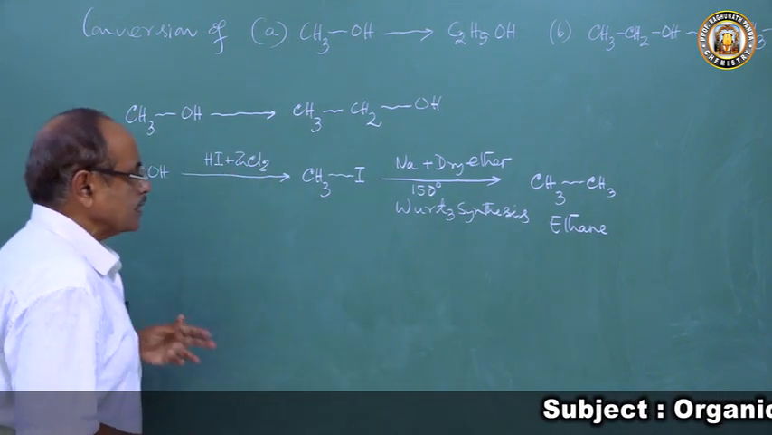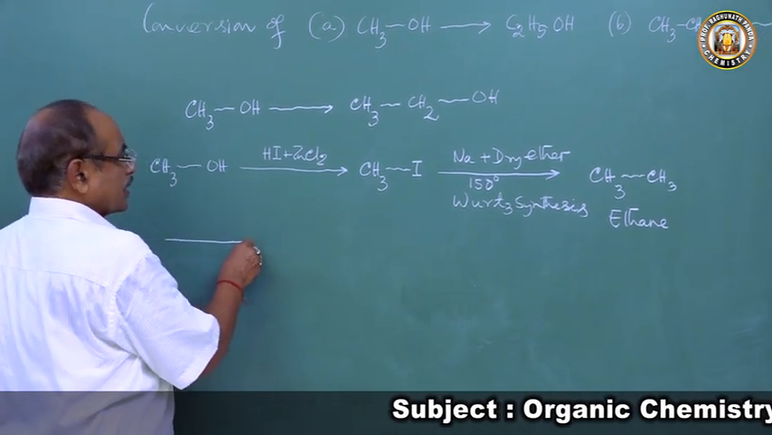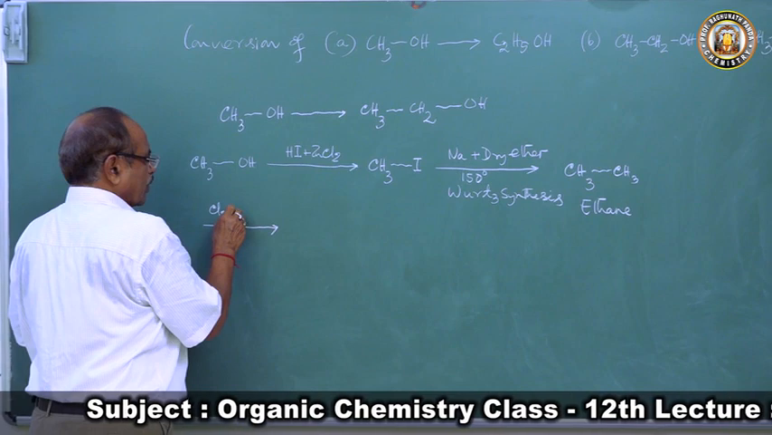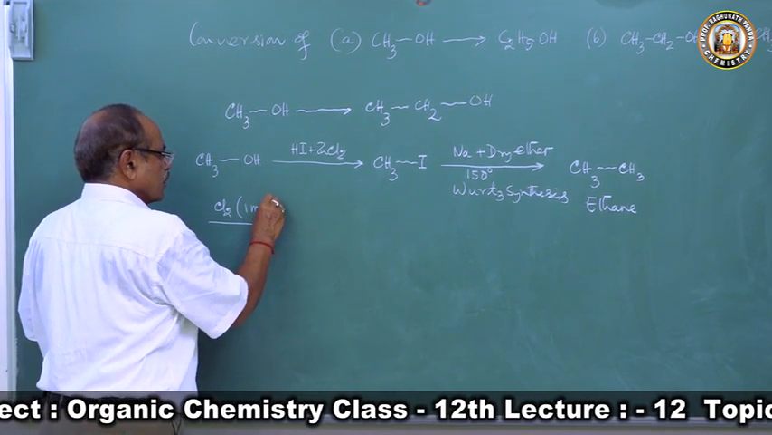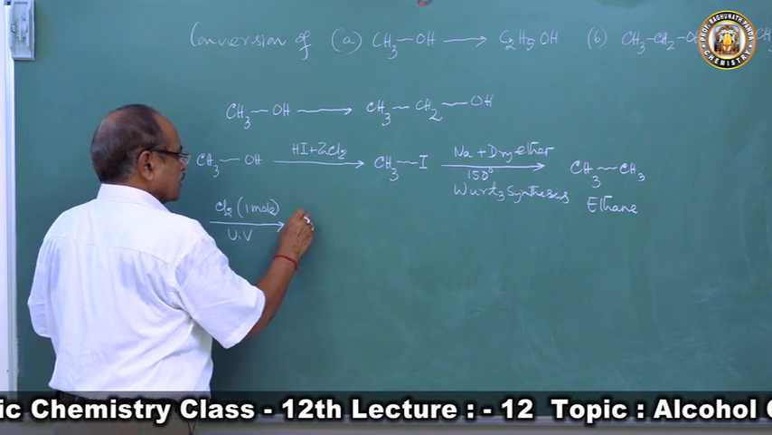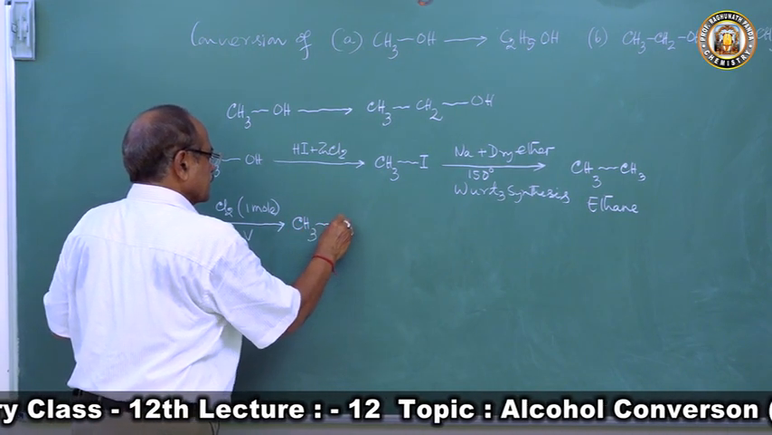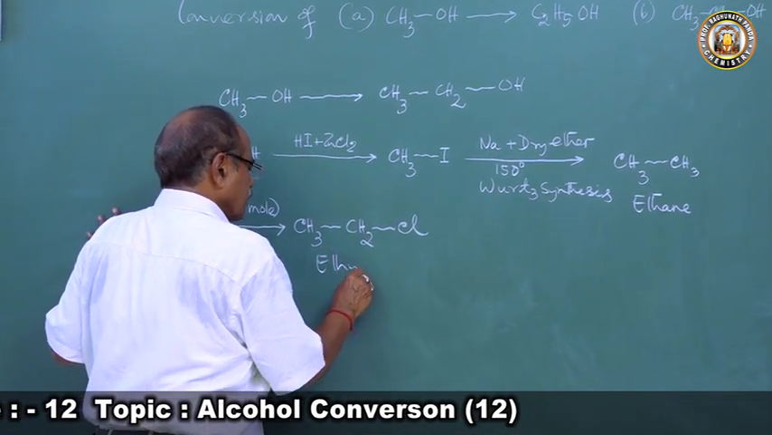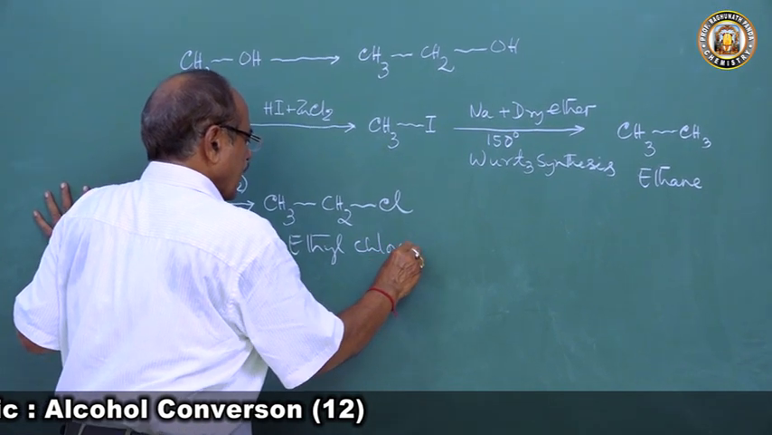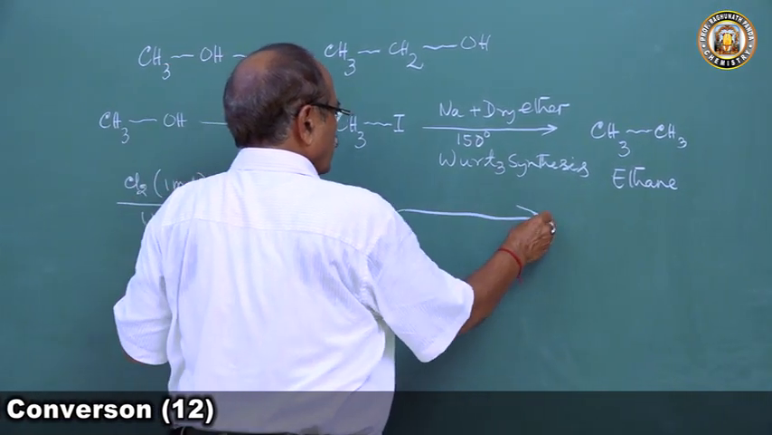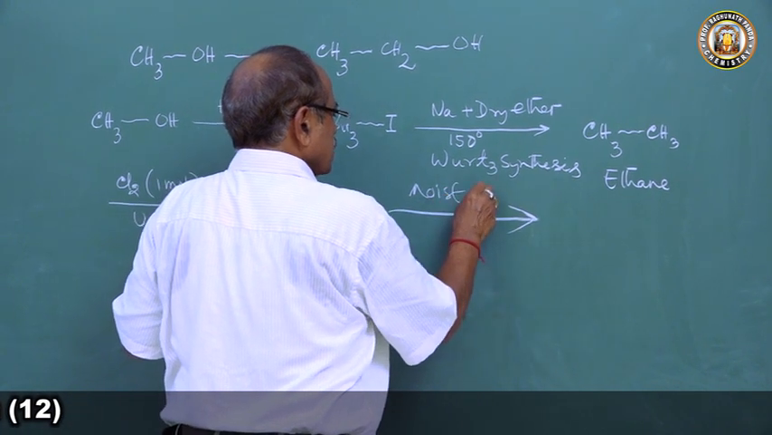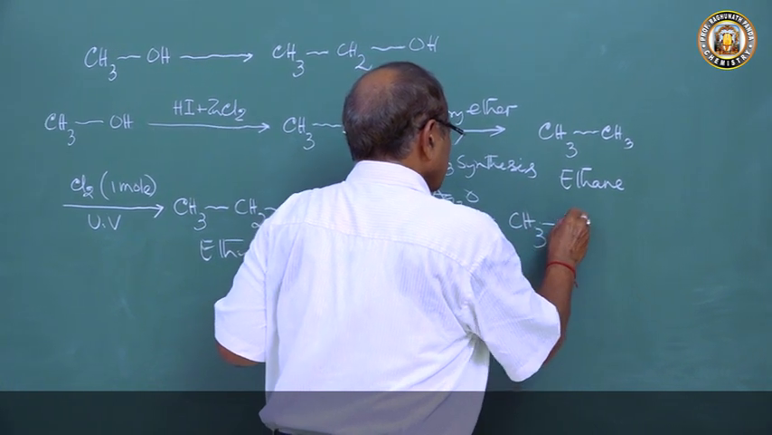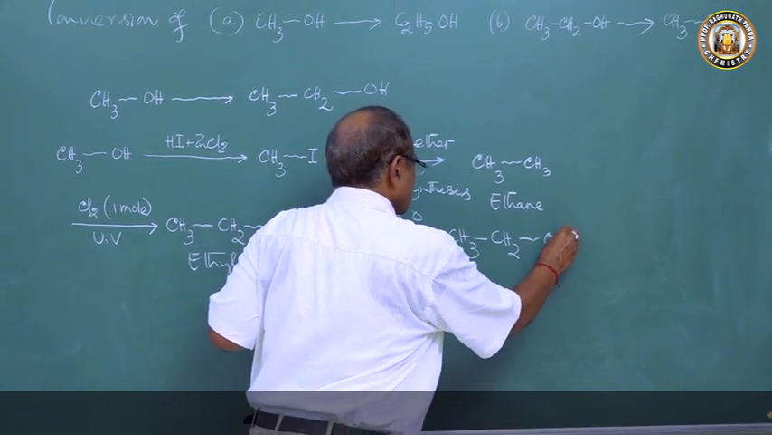So when you take CH3CH3, upon treatment with 1 mole of chlorine in presence of ultraviolet rays, this forms CH3CH2Cl by a substitution reaction. We got ethyl chloride, and this ethyl chloride, when treated with moist silver oxide, forms ethyl alcohol. This we got as ethyl alcohol.